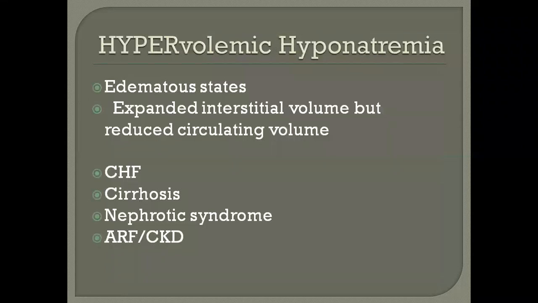Hypervolemic hyponatremia is relatively easier to understand. These are edematous states in which interstitial volume is increased, but the actual blood volume or circulating volume is reduced. So because of either an increase in the pressure or a decrease in the oncotic pressure within the capillaries, that is either because of CHF or because of decrease in proteins as in cirrhosis or nephrotic syndrome, you will have peripheral edema, but the blood volume will go down.